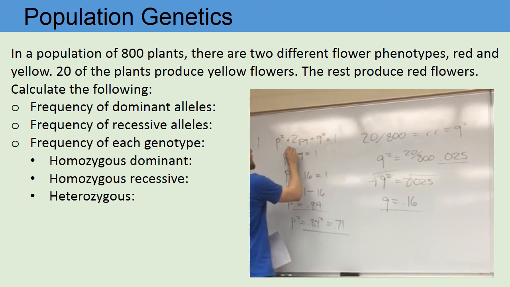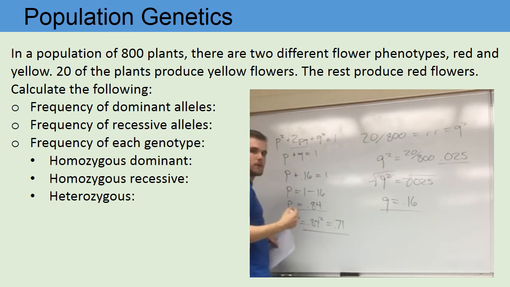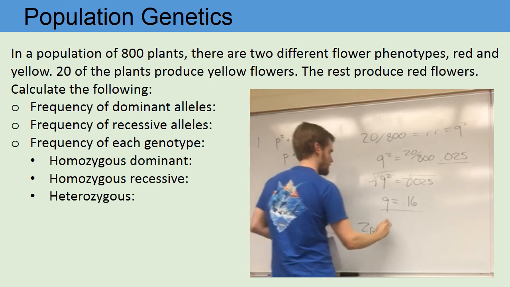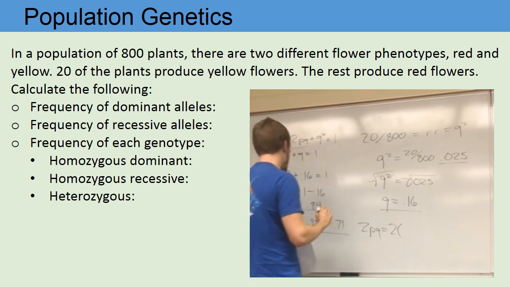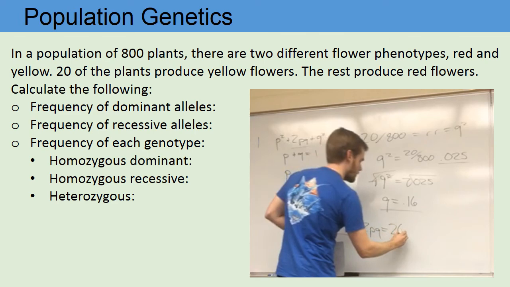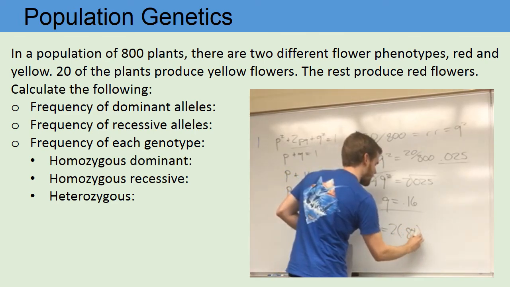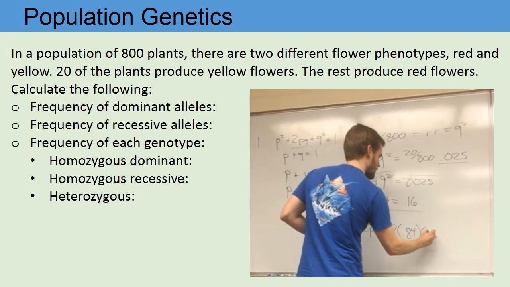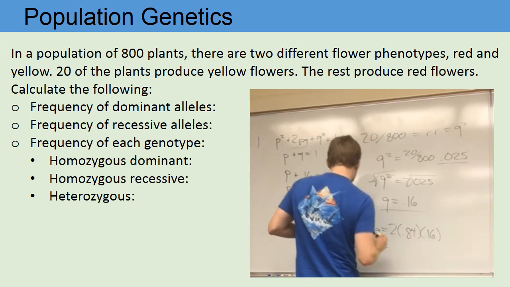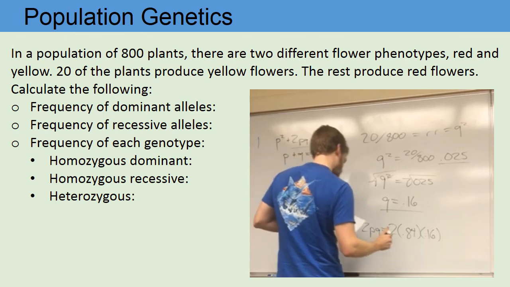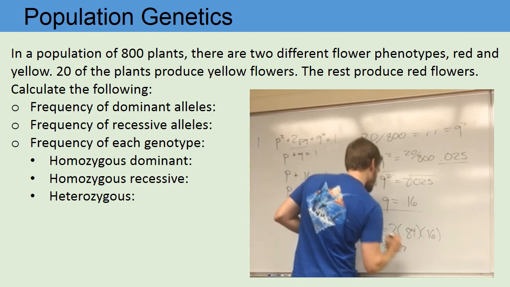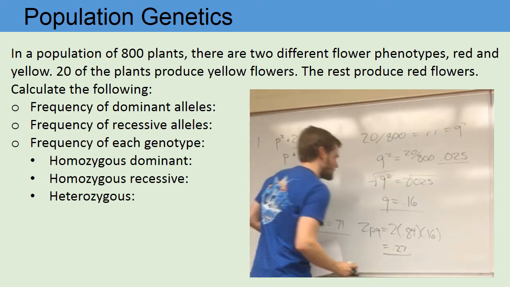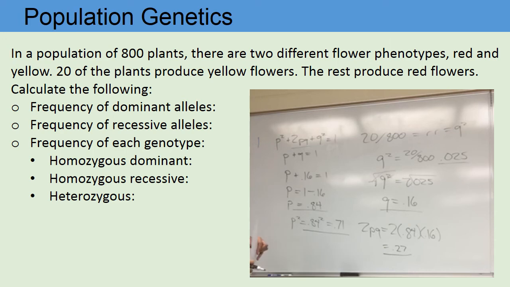The only thing left to solve for is 2pq. So 2pq is equal to 2 times p, which is 0.84, times q, which is 0.16. And if you do the math here, that comes out to 0.27. So now we've solved for all of the variables in the Hardy-Weinberg equation.